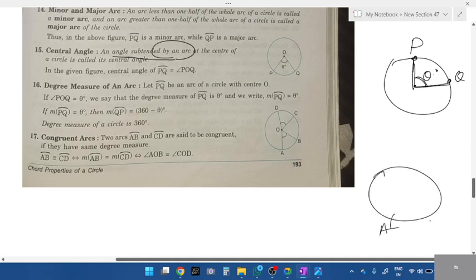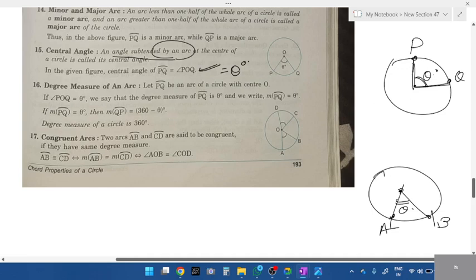If I take two arcs A and B, and from these two arcs I join a point, if I draw a line, this is the angle formed, theta. That is what they've given, POQ. Look at POQ, theta degrees. Then degree measures of an arc. Let PQ be an arc with center. The same thing.